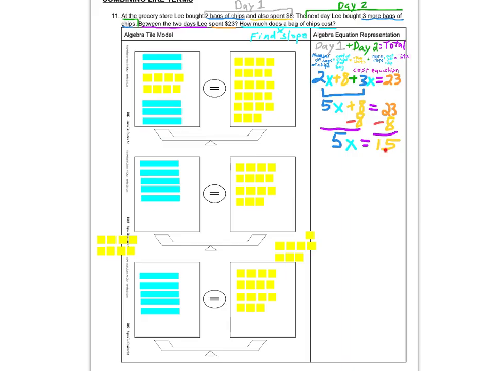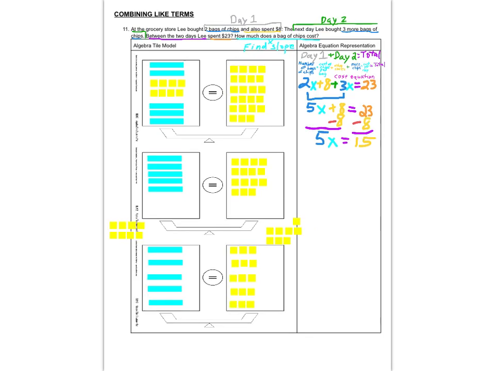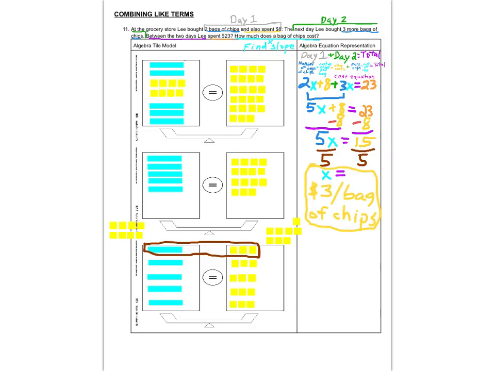Like before then, I have 5x equals 15. I need to figure out how much one x is. So I need to divide these x's into 5 groups because there's 5 x's. And that means this 15 gets rearranged to be 3 in each group. I just rearrange those 15 into the same amount in each group. And we see that 1x then would be 3. 3 what? It's the cost of our bag of chips. So this would be $3 per bag of chips.